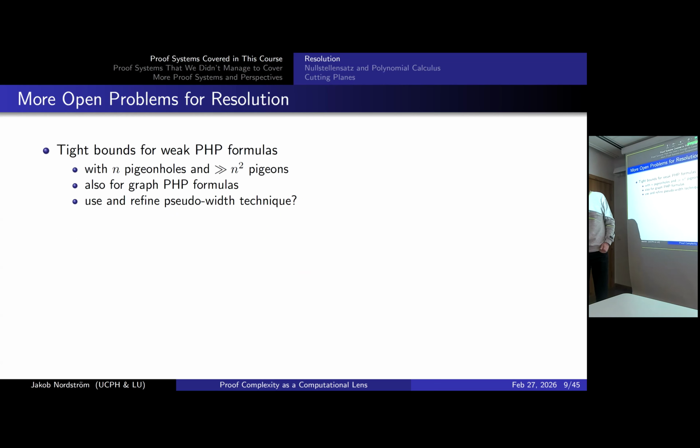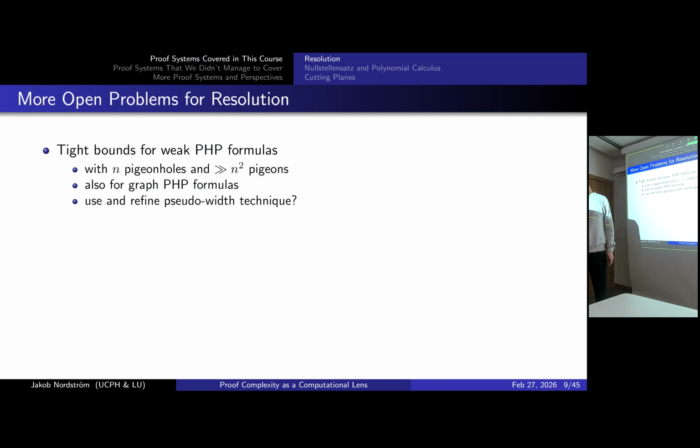We don't fully understand the resolution complexity of so-called weak pigeonhole principle formulas, where the number of pigeons is significantly larger, like n squared, when the number of holes is n. There have been some papers by Razborov and also some papers by us that investigate this, even in the setting for graph pigeonhole principle formulas, and there are some results, but the results are not tight.